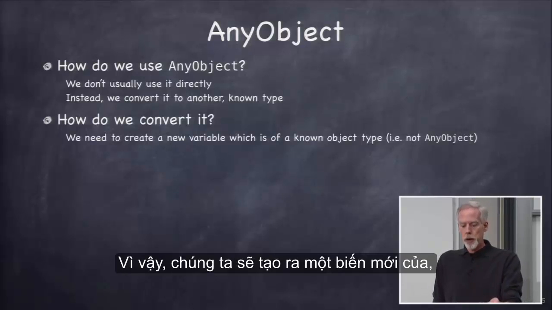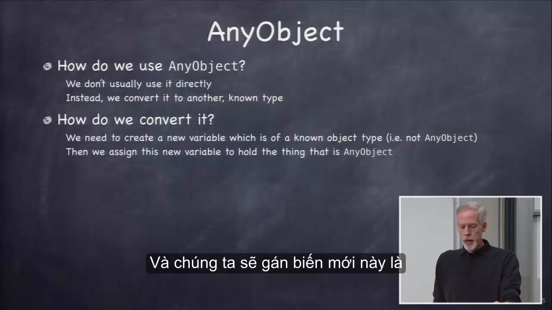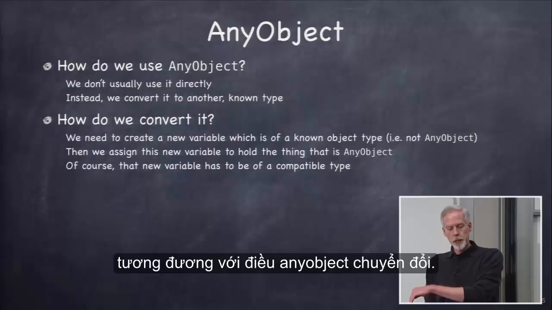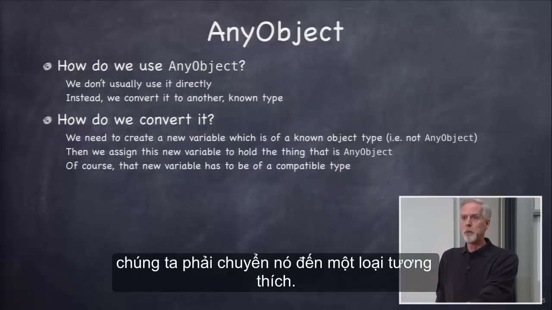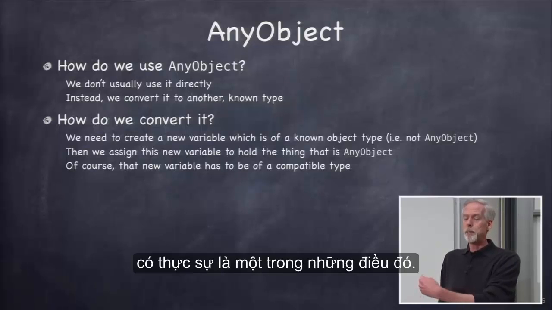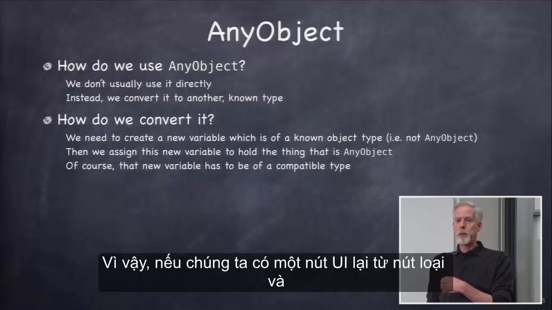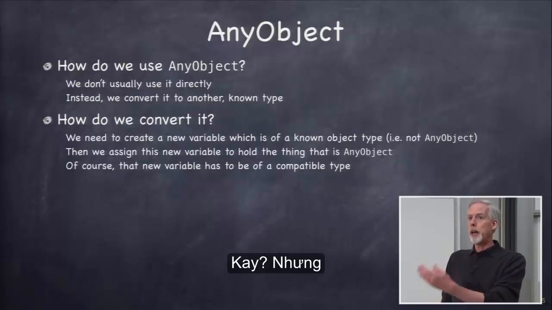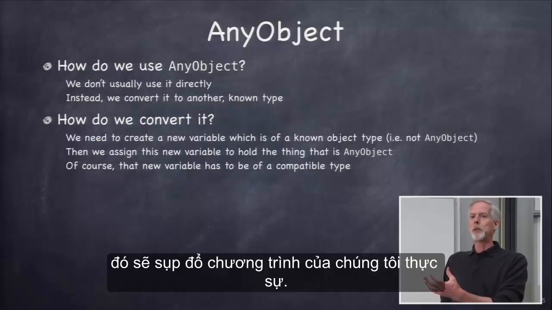So we're going to create a new variable of the type we want to convert it to. Okay, and we're going to assign this new variable to be equal to that any object thing converted. Now, of course, we have to convert it to a compatible type. It actually has to be one of those things. So if we got the UI button back from button type and it comes back as any object, we can convert it to UI button because it is a UI button. Okay, but we can't convert it to a UI label. It's not a UI label, so that would crash our program actually.